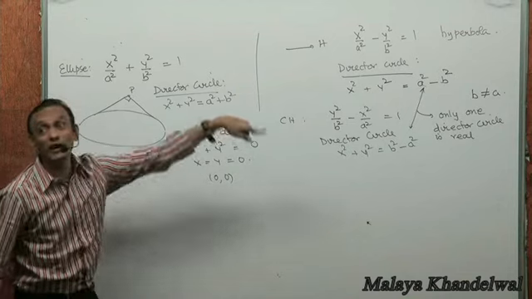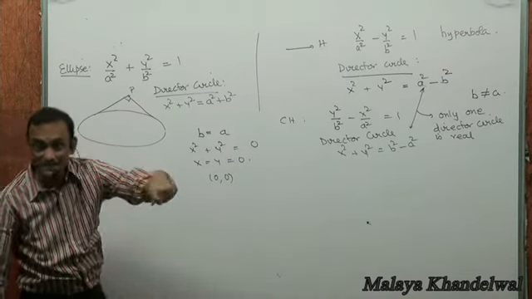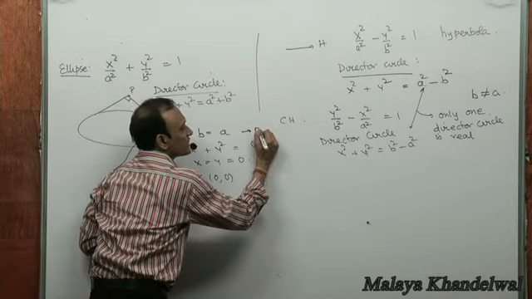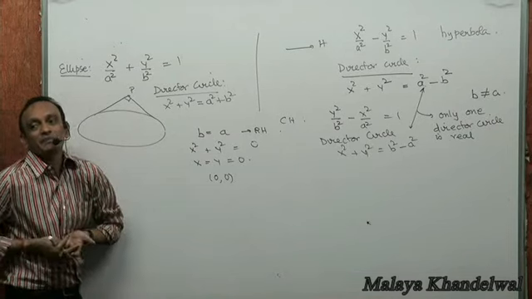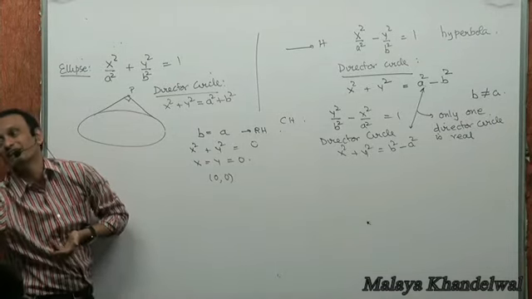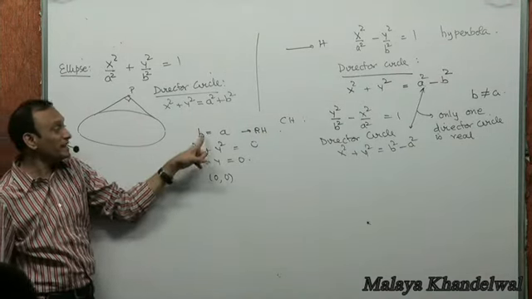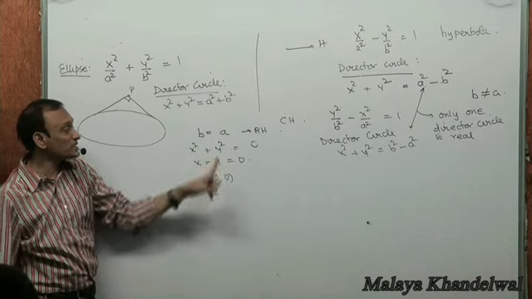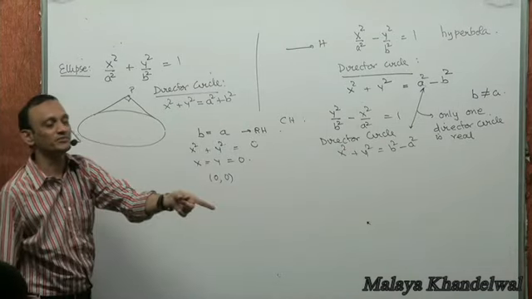And when is b equal to a? In a rectangular hyperbola. Remember that b is equal to a in a rectangular hyperbola. So in a rectangular hyperbola, the director circle is a point circle. And what is that point? The center of the hyperbola. In a rectangular hyperbola, the director circle is a point circle, and that point is the center of the hyperbola.